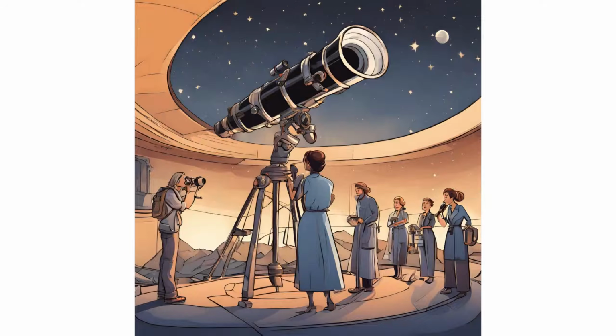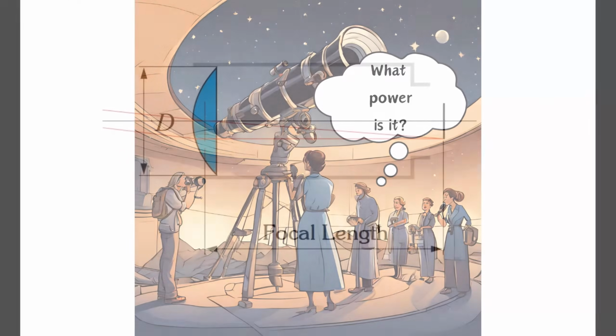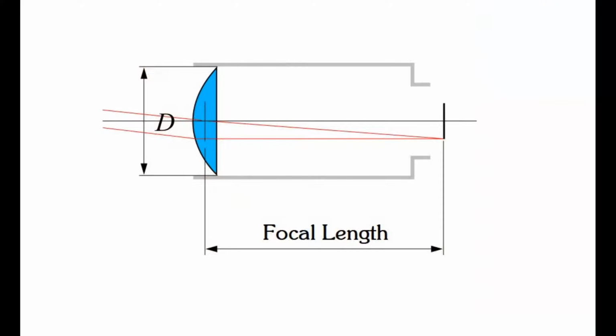One of the first things that people will ask about a telescope is what power is it? Now, magnification is important, but it's not the determining factor in how a telescope is used. F ratio, which is the relationship between the diameter of the primary lens or mirror and the total focal length of the telescope.